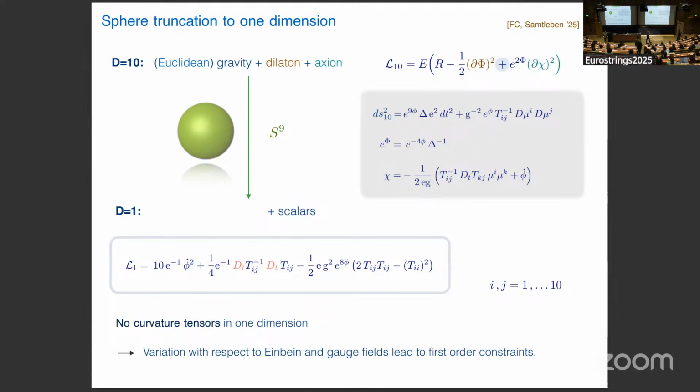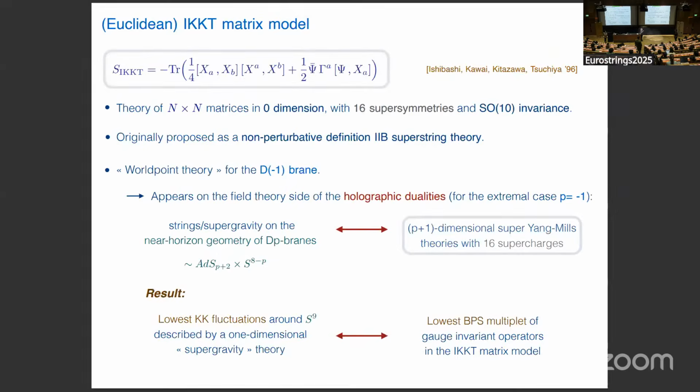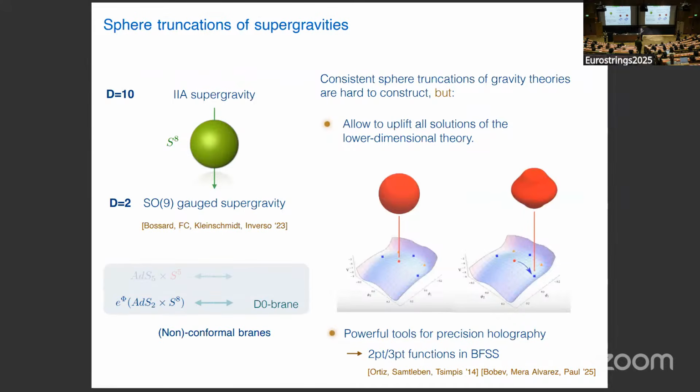Yeah, I've worked on that as well with some other people. There's a slide I skipped, and I wanted to mention it. There is a similar story where things are a bit more under control, because this time the near horizon geometry is not just flat space, but really some AdS2 times S8, which is warped by the dilaton. You have a consistent truncation of type 2A supergravity on S8 to a theory in two dimensions, known as SO(9) gauged supergravity.